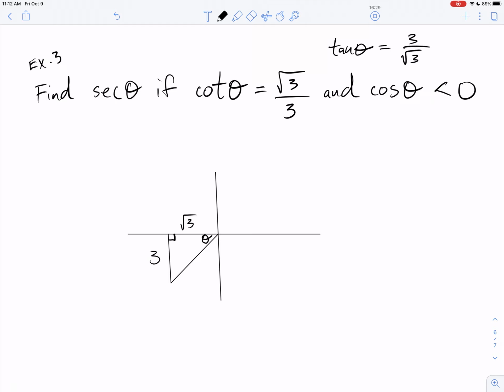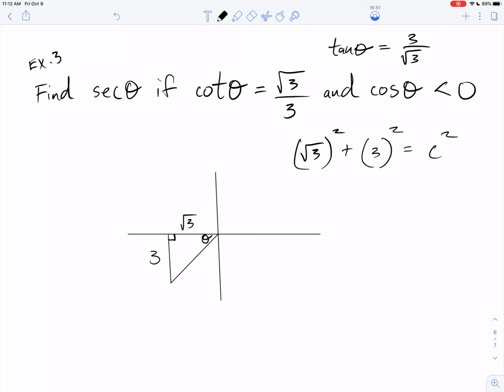Ugh. Now, they want me to find the secant. So that means I do need to know what the hypotenuse is, or I cannot do this. So I'm going to do a squared. What the heck? I'm just going to jump right into it. A squared, I'll call that guy a squared, and then I'll do b squared, and then I'll do c squared equals c squared.